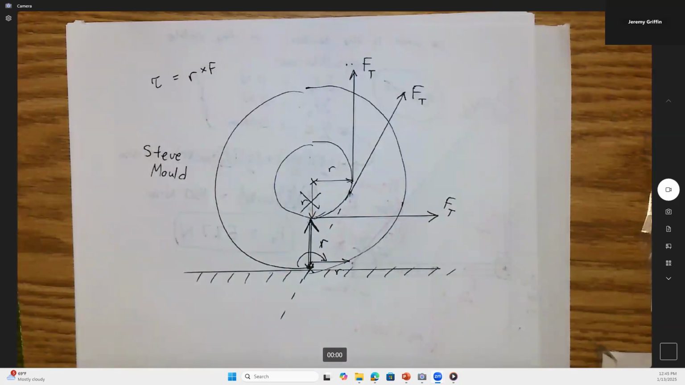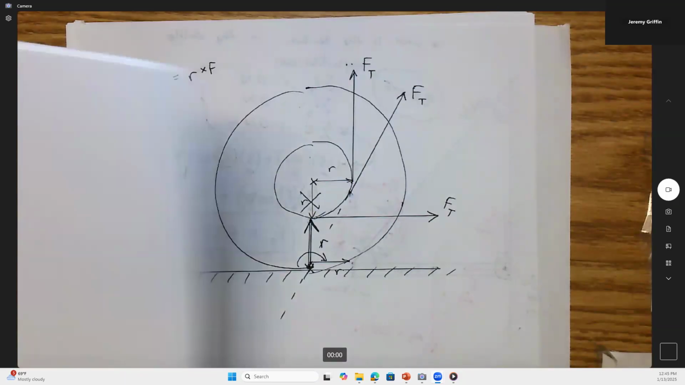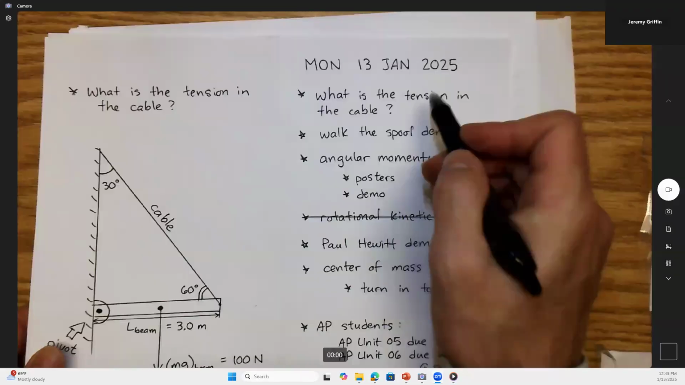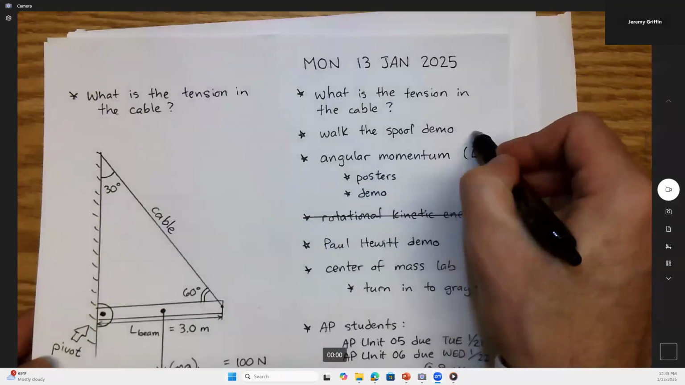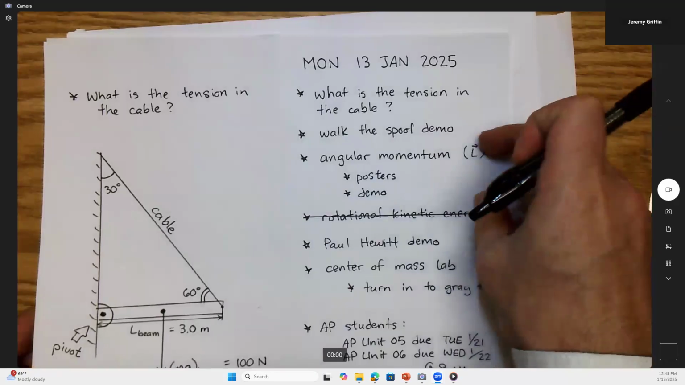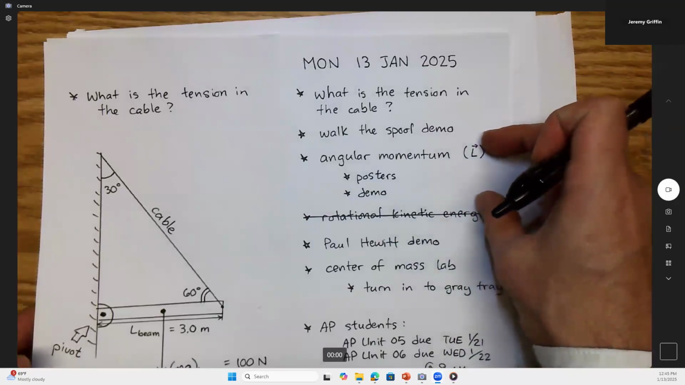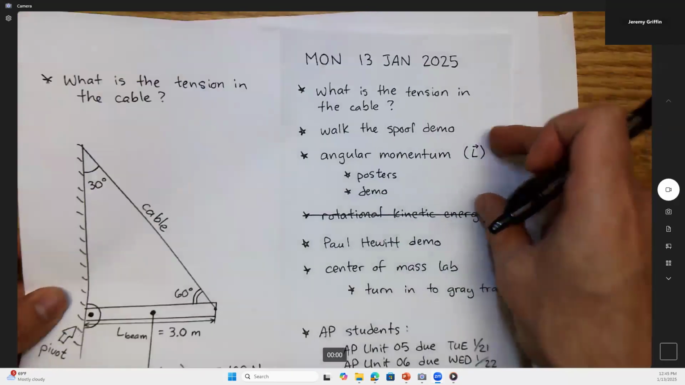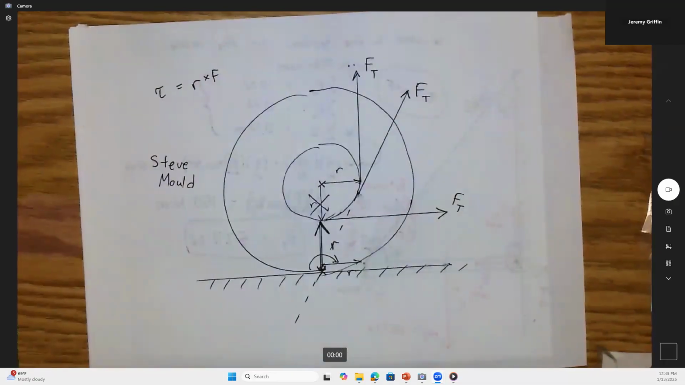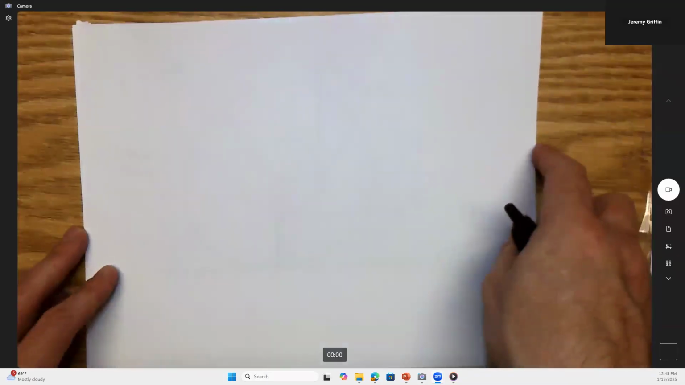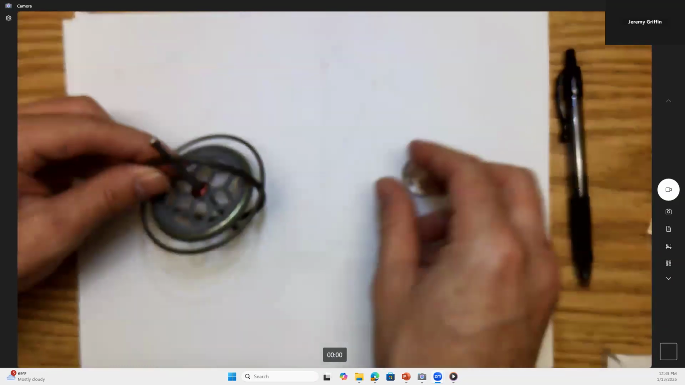Okay, guys, good. All right, if I go back to my agenda, we did check, solve this, we did spool demo, check. We're going to move on to a new concept. You guys ready to learn something new? So, angular momentum, you guys ready? This is going to be momentum in a rotational context. We'll start with some notes and then I'll do a few quick demos with you guys.